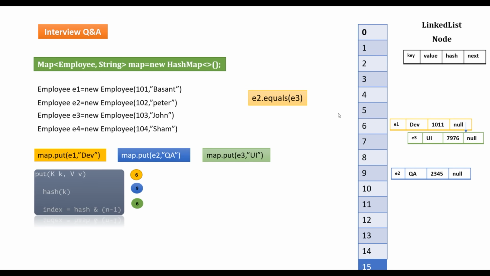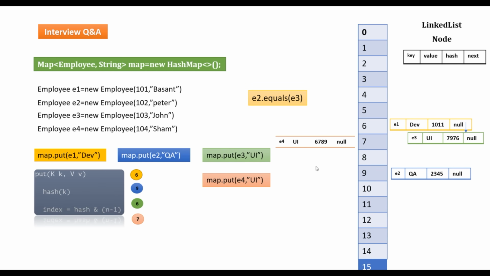Now we have one more element, which is e4. So I'm trying to add this entry with map.put. Again it comes to the put method, it will evaluate the hash, it will find the index. Let's assume it finds the index 7. Then that node directly goes to the 7 bucket.